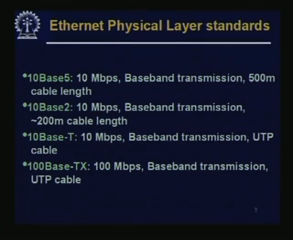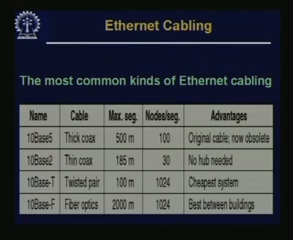Then 10 base 2 is a 10 megabits per second baseband transmission. Once again, all of these are baseband transmissions, that means you do not modulate them to a higher frequency channel. So, 10 Mbps, and 2 for about 200 meter cable length, 185 or 200. Then 10 base T, again 10 megabits per second baseband transmission, which uses UTP cable, the various versions like UTP category 3, 4, 5 etc. And 100 base TX, 100 megabits per second baseband transmission, once again using UTP cable.